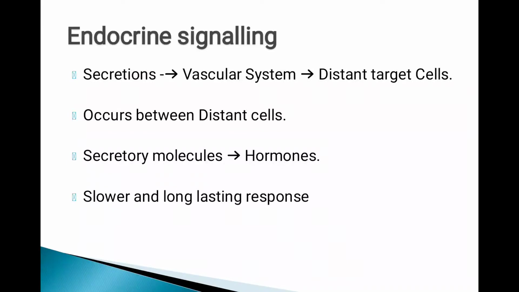So endocrine signaling is a type of signaling in which the secretory cells release the chemicals to the vascular system. The vascular system carries the chemicals to the distant target cell. So endocrine signaling occurs between distant cells. The secretory molecules are called hormones. Endocrine signaling shows very slow responses, but it is long lasting.